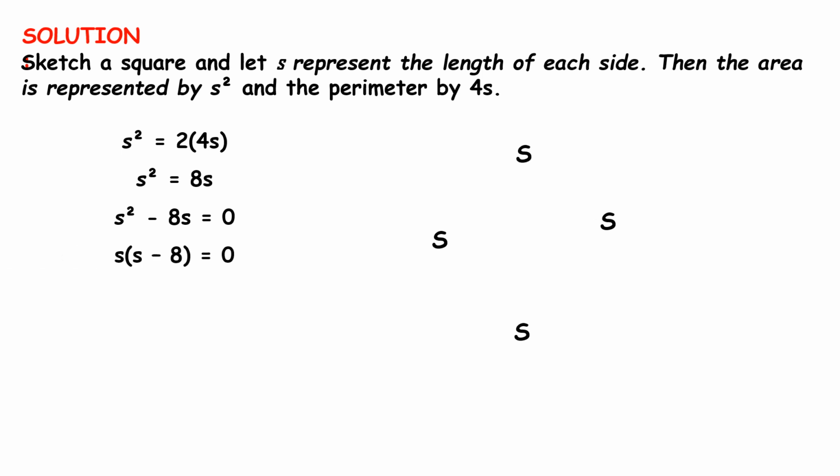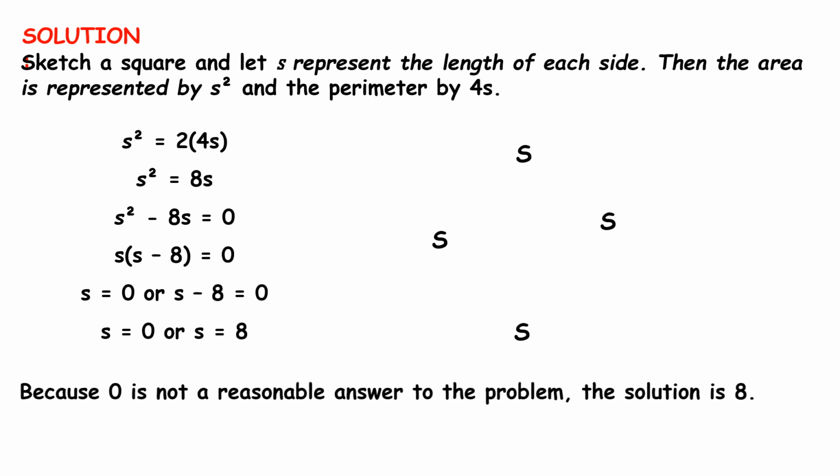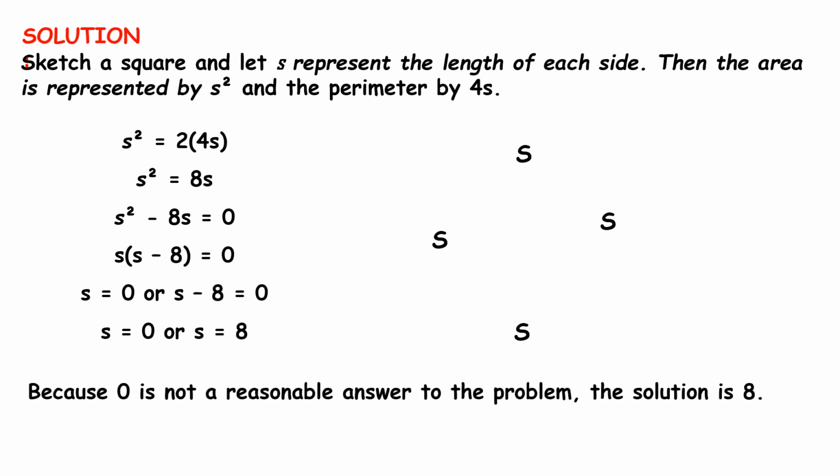So after that, you factor S squared minus 8S is equal to 0. The common factor between S squared and 8S is S. So put it outside the parentheses. And the terms inside the parentheses are the remaining factors. And of course, equate it to 0 again. So S is equal to 0 or S minus 8 is equal to 0. Or just simply say S is equal to 0 or S is equal to 8. And of course, because 0 is not a reasonable answer to the problem, the solution is 8. So, therefore, the length of the square is 8.